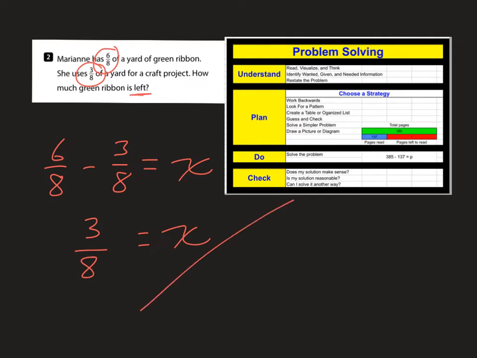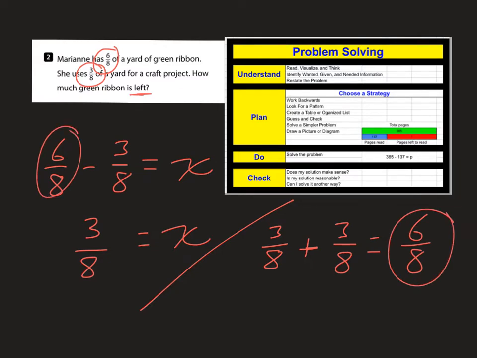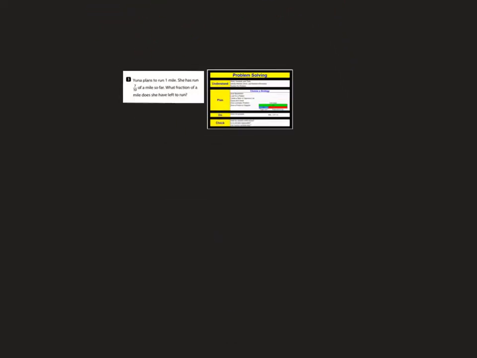Alright, let's check our work. 3/8, our answer, plus 3/8 should give me 6/8, and it does. So we know we have checked our work. We are good to go. Number 3.